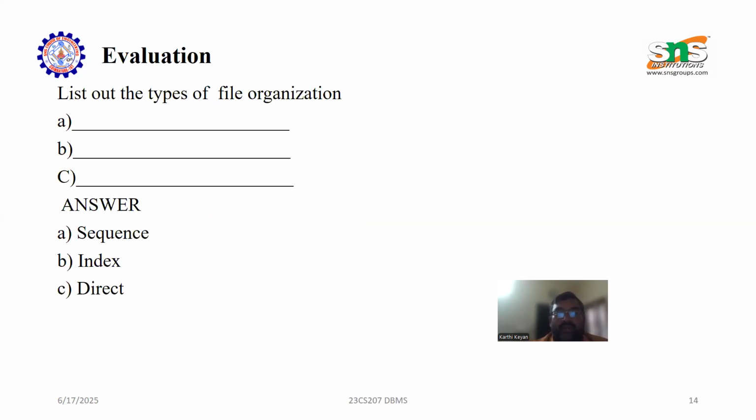So this is the overview of the types of file organization. We have three types of process: sequential, indexed, and direct.